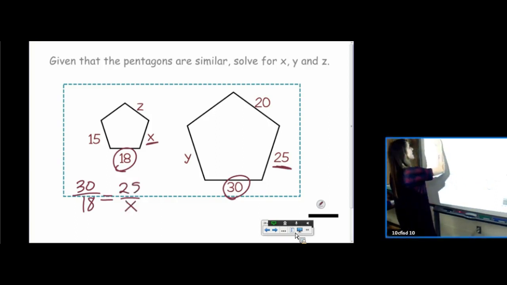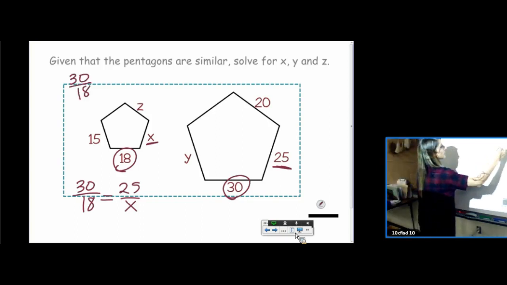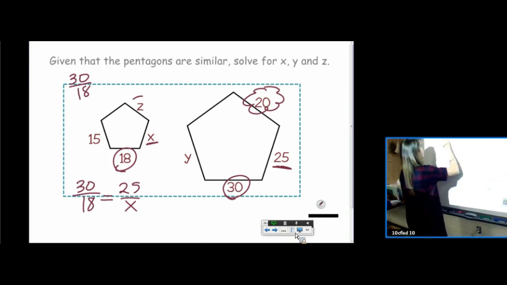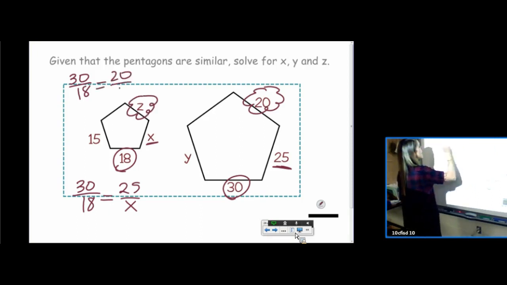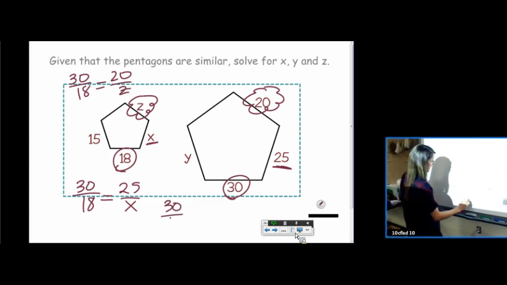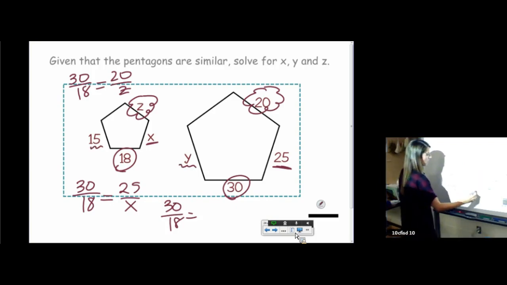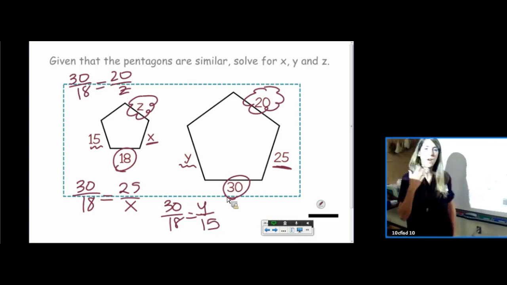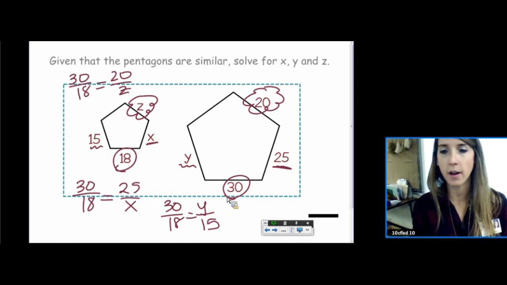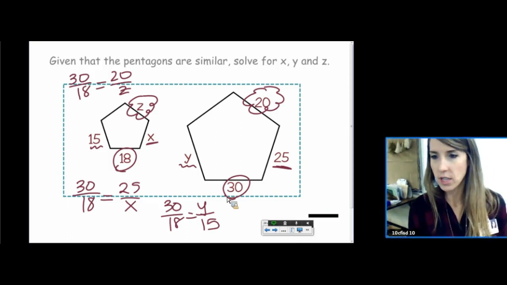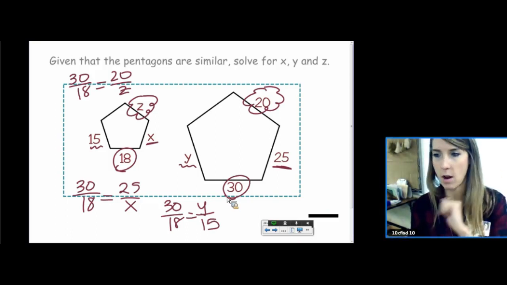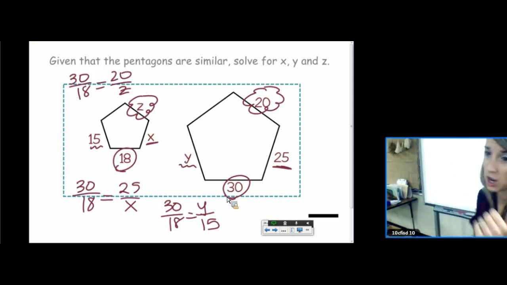And then we would use it again. That's our key. 30 is to 18 as 20 is to z. And then we can use it one more time. 30 is to 18 as Y is to 15. So once you find two sides that correspond with one another, you can use them multiple times, and you're just cross multiplying, cross multiplying, cross multiplying. We're not even going to solve it. Good job if you solved it.